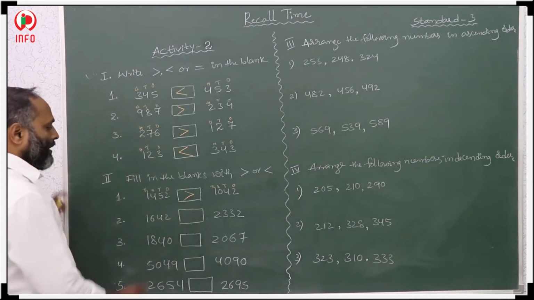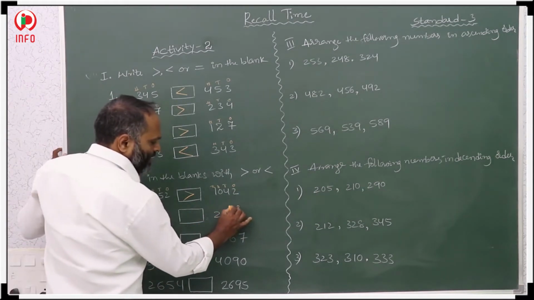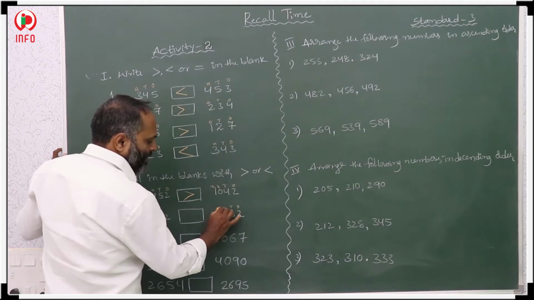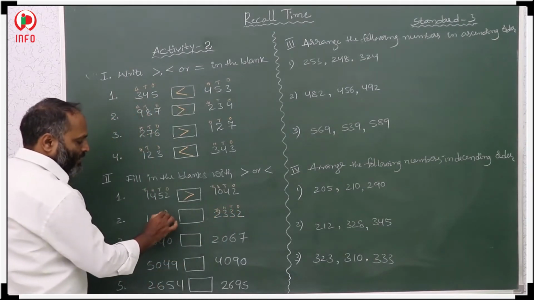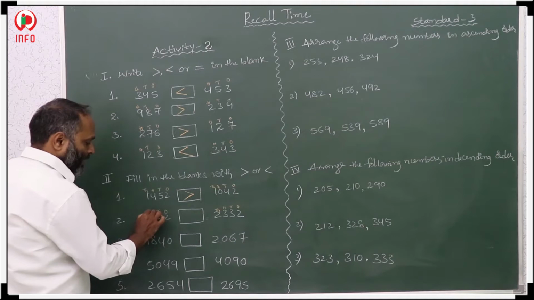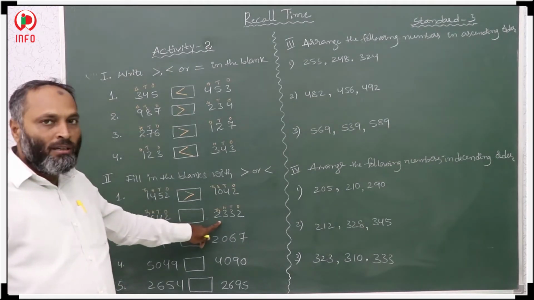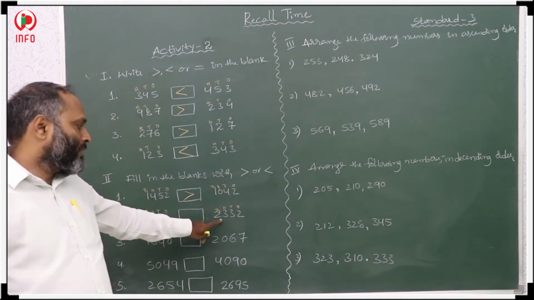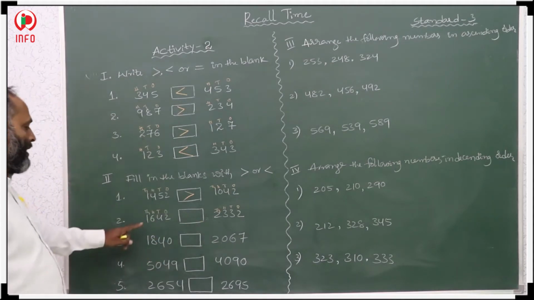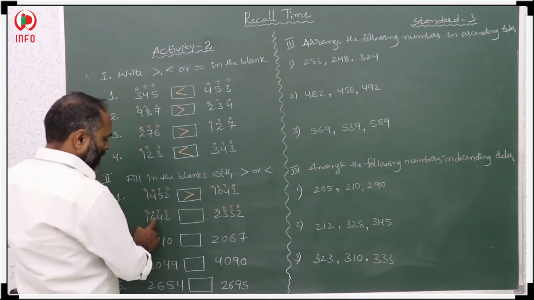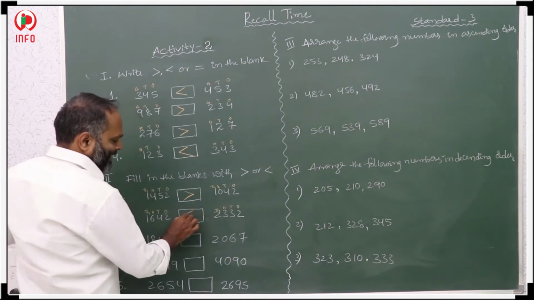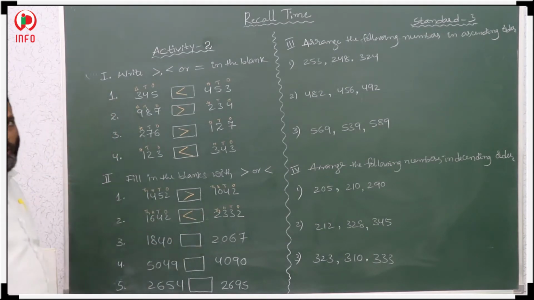Again here also, this is ones place, this is tens place, this is hundreds, this is thousands place. In thousands place here 1 is there and here 2 is there. 2 is bigger, so this one is bigger, this one is less. It means 1642 is less than, so we have to take the less than symbol.